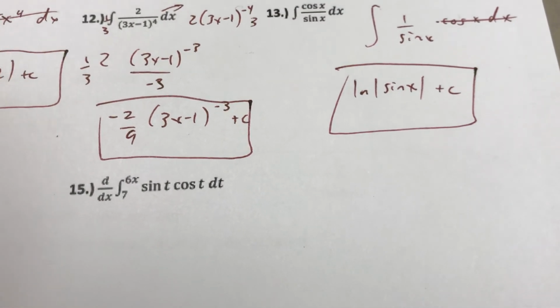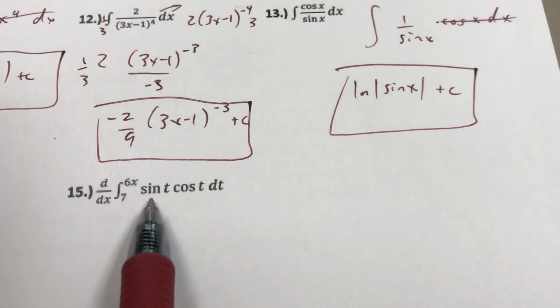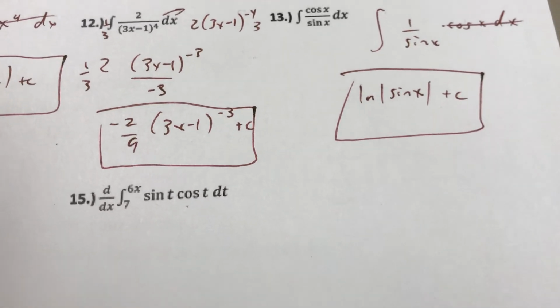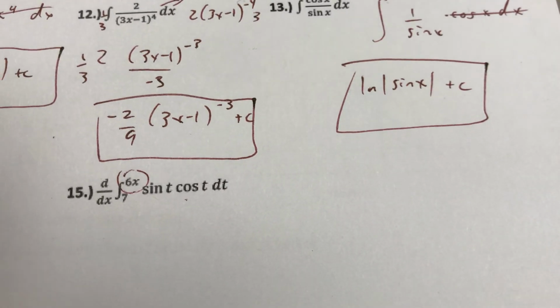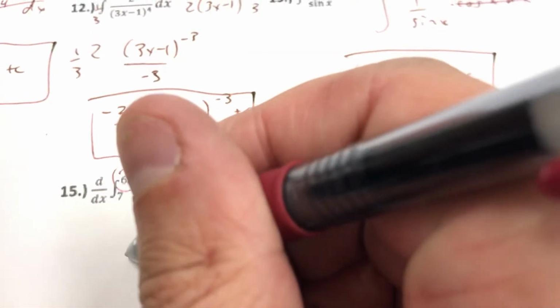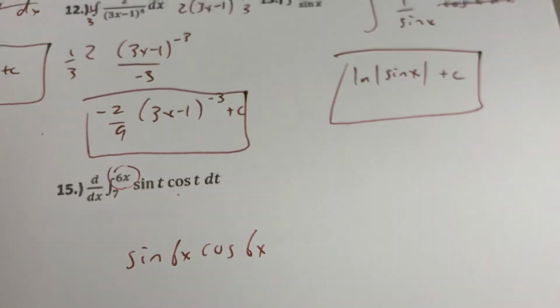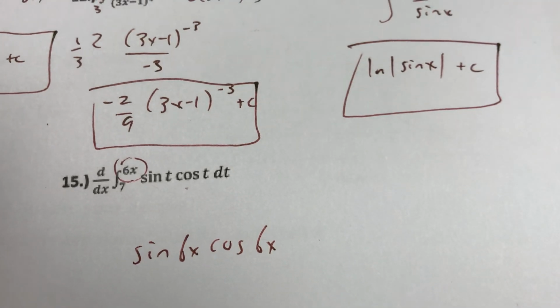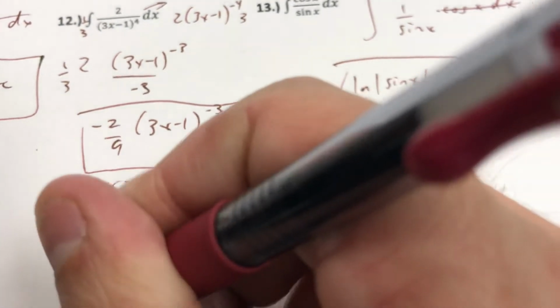Now, this one's a little trickier. Yes, you're taking the derivative of the integral. Yes, they're going to cancel out. You're basically going to be left with this. But be careful. The variable is going to be a 6x there in place of the t's. So that's sine of 6x, cosine of 6x. And also, you do have to apply the chain rule. The derivative of the inside function is 6, and so you have to multiply by 6.